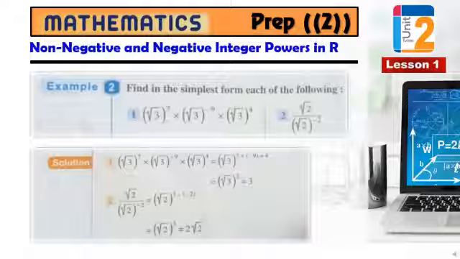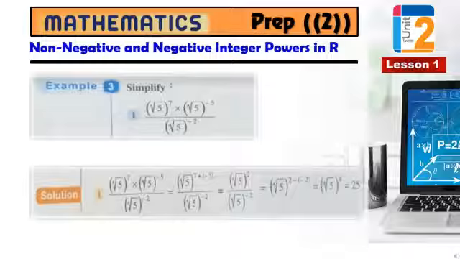And also in example number 2, the two numbers have the same base, so we keep one base and then subtract the powers, because this is division, not multiplication. So the result is square root of 2 to the power 1 minus negative 2, and then simplify the result.